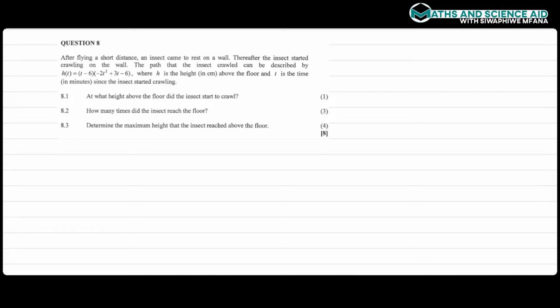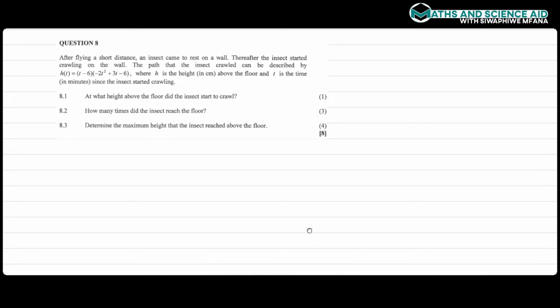Okay, so we've got question 8 here. After flying a short distance, an insect came to rest on a wall. Thereafter, the insect started crawling on the wall. The path that the insect crawled can be described by this equation. We are given the equation where h is the height above the floor and t is the time in minutes since the insect started crawling.